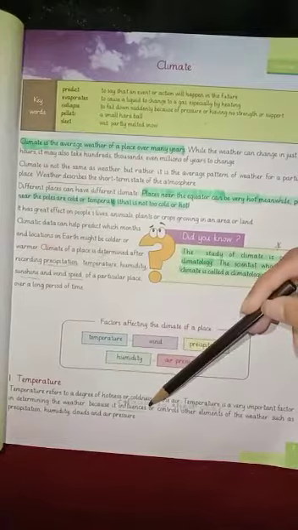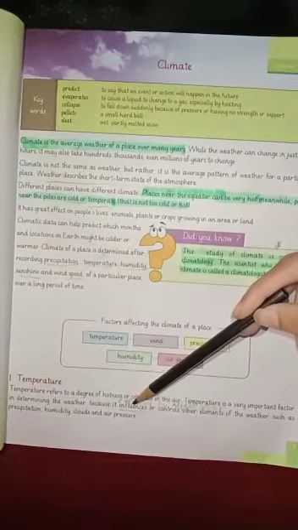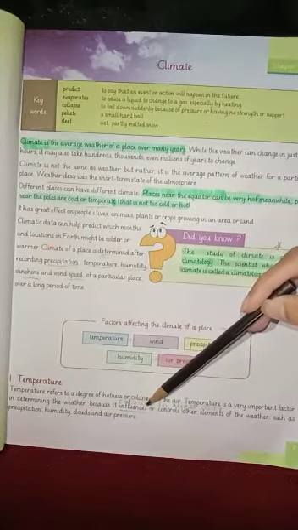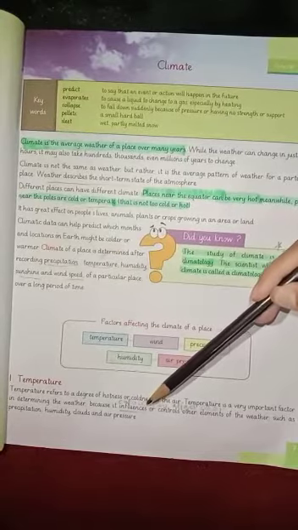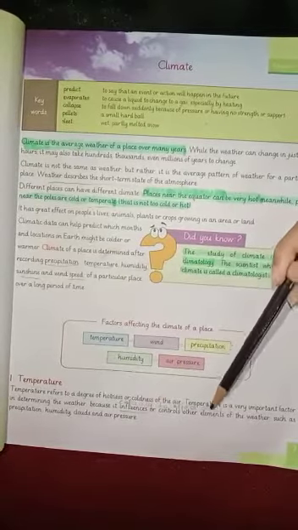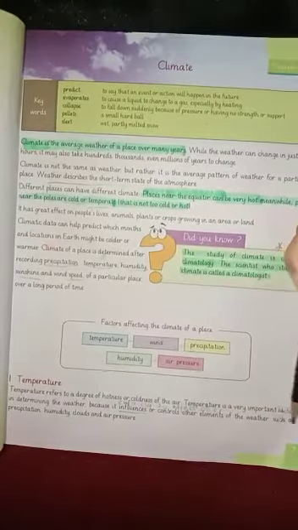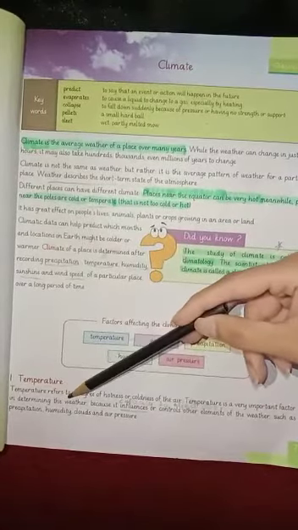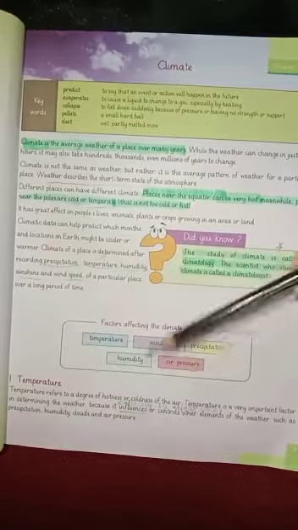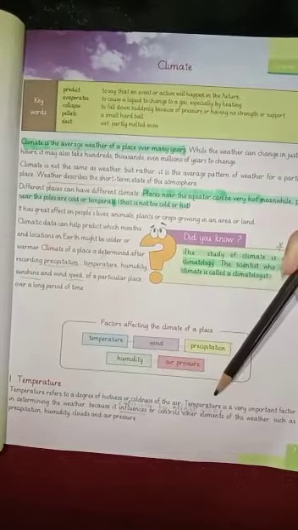Underline the word influences. Influences means capacity to affect or control other elements of the weather, such as precipitation, humidity, clouds and air pressure. They are saying that temperature is a very important factor.